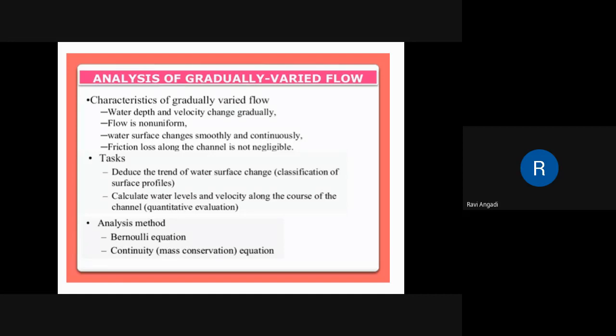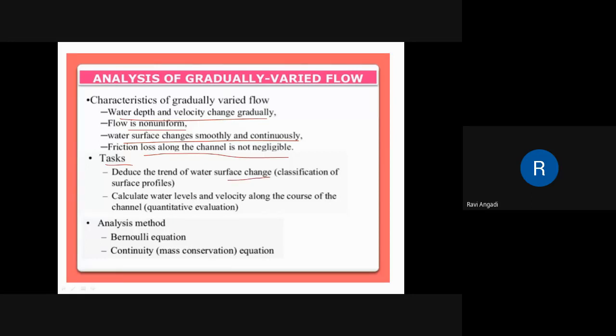And the characteristics of gradually varied flow. What are the characteristics of gradually varied flow? The water depth and the velocity change gradually. Flow is non-uniform. Water surface changes smoothly and continuously. Friction loss along the channel is not negligible. And here, you can reduce the trend of water surface change.